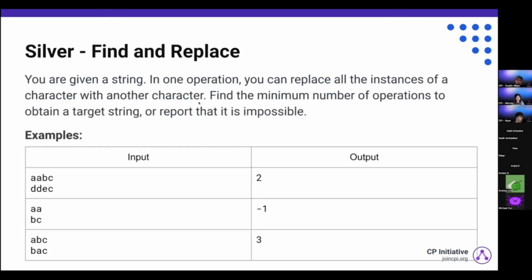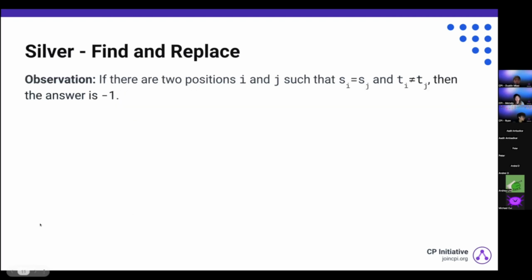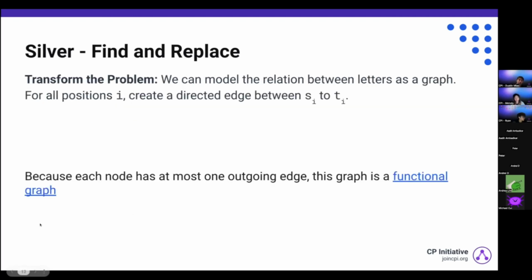If we go back to the sample, we can see that this is exactly the case here. There are 2 positions where we have the same letter in S, so we have both A's in here, and we have different letters in T, so we have a B here and a C here. Then it's not possible, because these 2 letters are always going to remain the same, no matter how many operations you do. So that's one condition for impossibility.